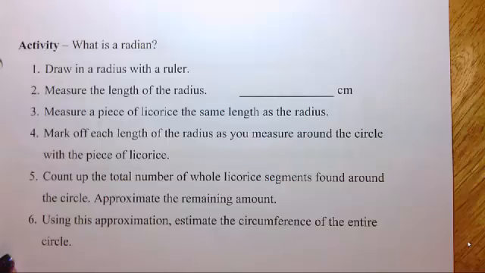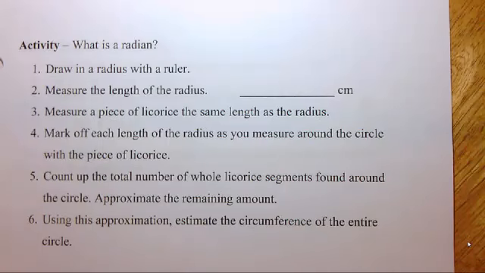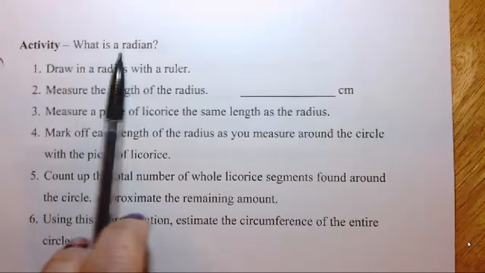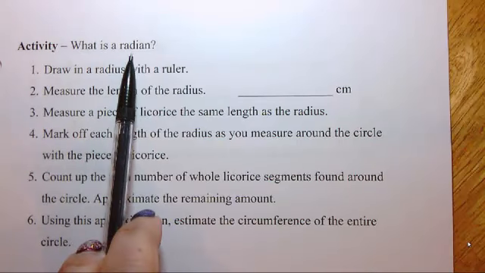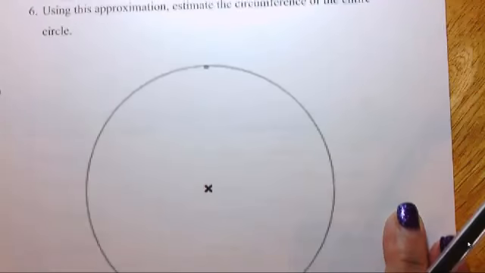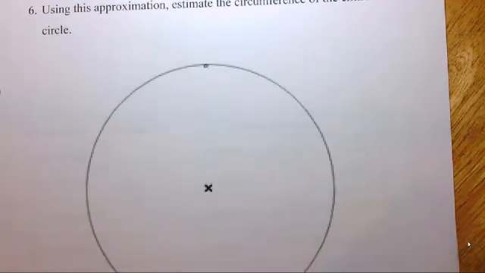Okay, on the next page, you're going to see an activity that describes what a radian is. It introduces you to the idea. We're going to do this one in class. If you miss class and you want to do it yourself, you can just follow the directions and ask any questions if you have any. All right, now what this is doing is it's relating what a radian is to a circle. Okay.